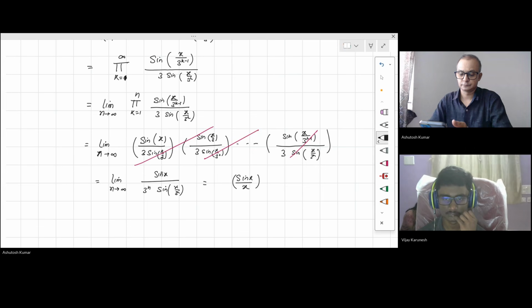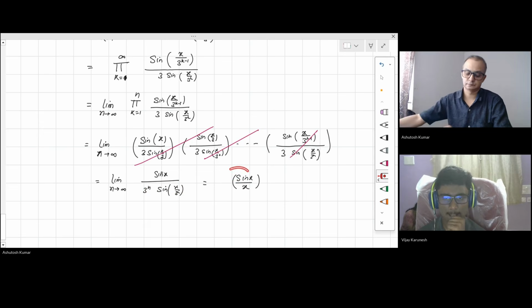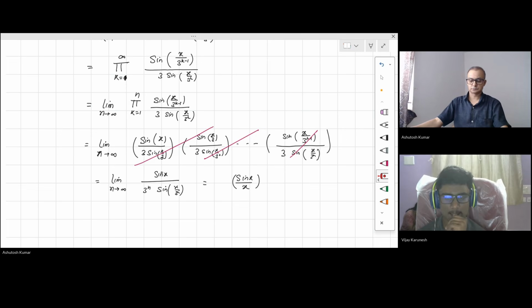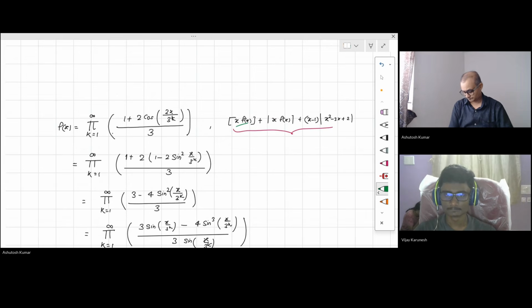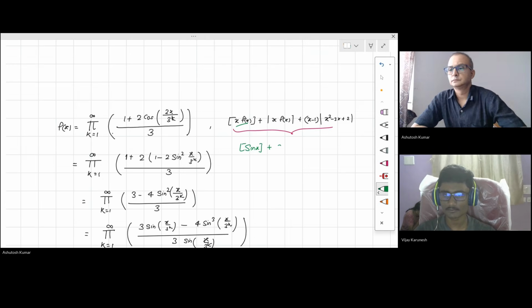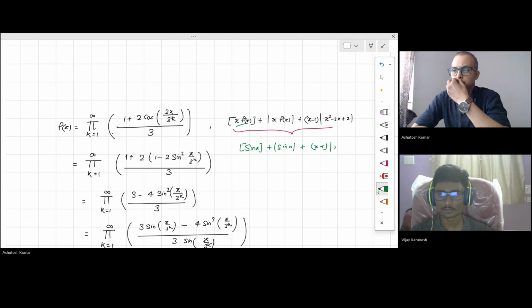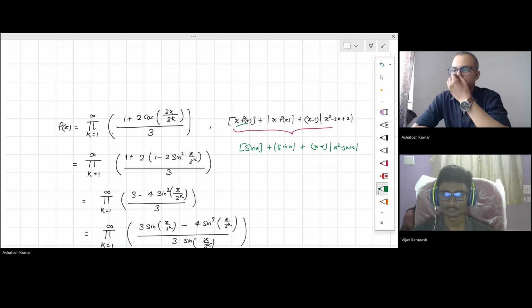Sin x by x, yes sir, because this will cancel. This x will be correct. Yes, sir. You understood, Ganesh? Yes, sir. Understood, sir. So we get sin x by x, and once we get sin x by x, it's easy because they are only asking about f(x). It means this is nothing but sin x by x, then |sin x|, then |x minus 1|, and |x squared minus 3x plus 2|. Is it clear? Yes.